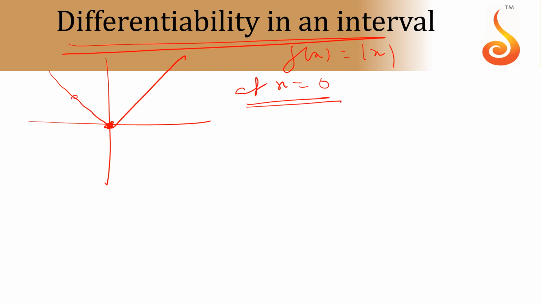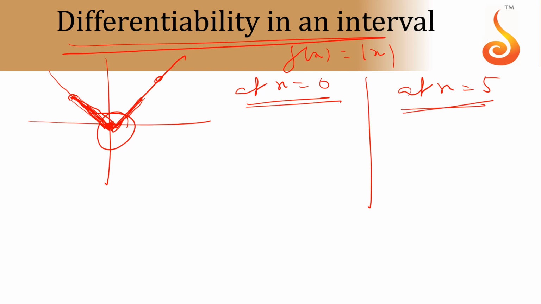So if I take a left neighborhood point, the secant line of that and the tangent line of that both coincide. If I take a right neighborhood, the secant line of that and the tangent line are always coincident. Means the left side tangent slope is -1, the right side tangent slope is +1. Means at 0 derivative does not exist.